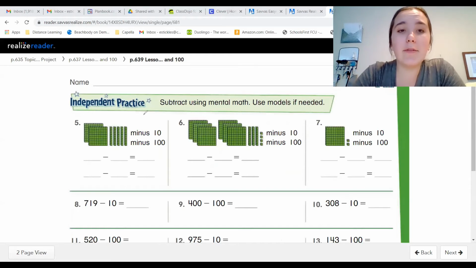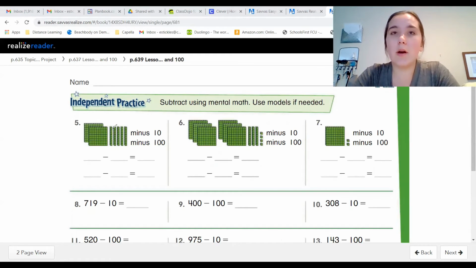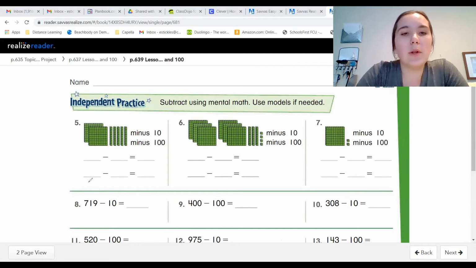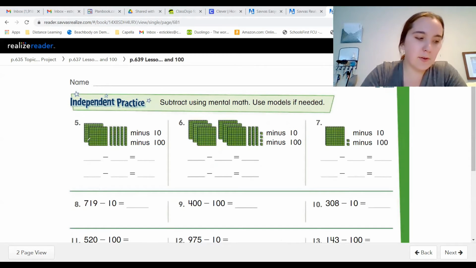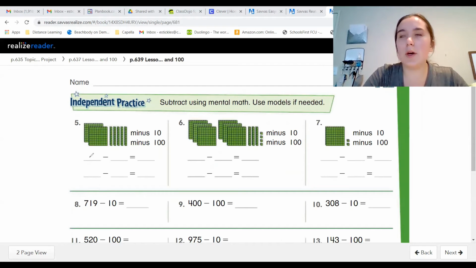We're going to start by doing number 5 together. So we're doing the same thing that we did on the last page. We're going to start by using the models first, and then we'll do some problems without the models. So number 5, we have to figure out what this number is first. So let's see, we have 1 200ths.